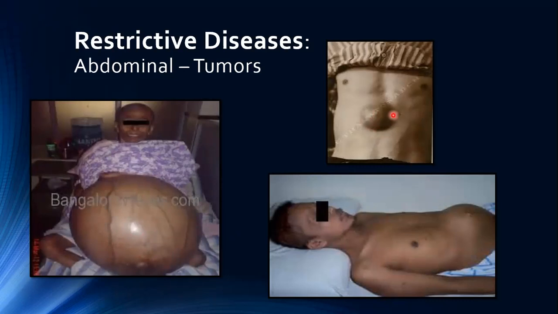This is another example of an abdominal tumor. I don't know how much restriction this one would cause, but I'm sure it probably causes some. And you don't know how deep it goes into the body. And then again, this is another example of a young man on his back that has an abdominal tumor. So abdominal tumor is an example of a restrictive disease in the abdominal category.